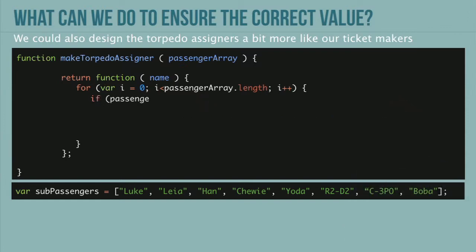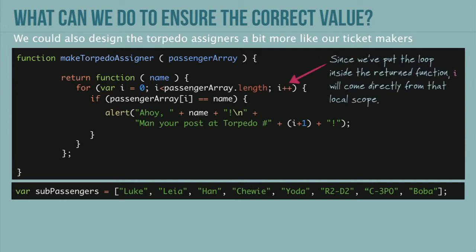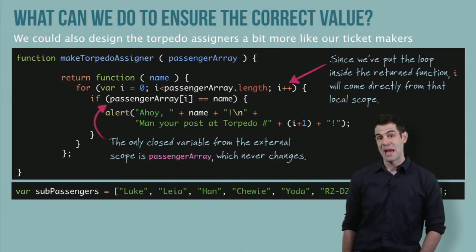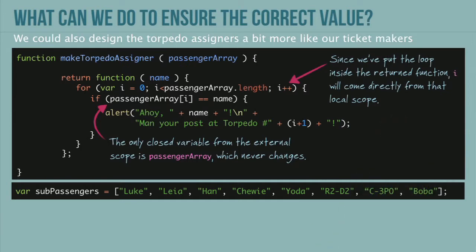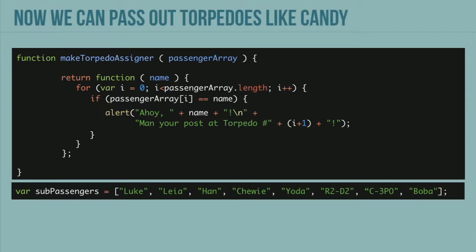So inside our loop, we'll of course check to make sure that we've found the right name, and when we do, we'll alert our message. Again, the only closed variable that ever comes from the external scope is passengerArray, and that never changes. Woohoo, we love that. And now we can pass torpedoes out like they are candy.